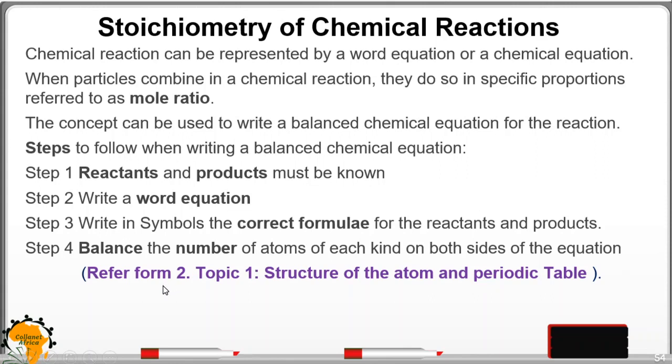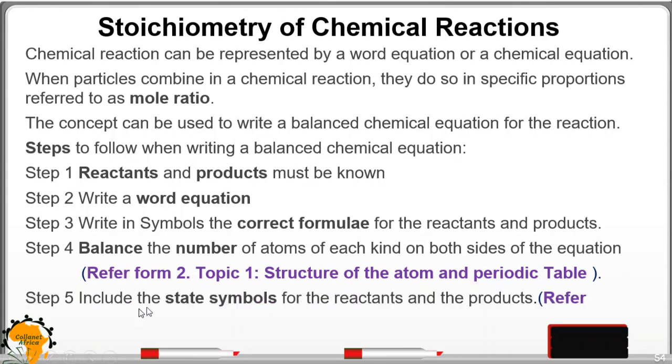In case you have any challenge, you can refer to topic 1, structure of the atom and the periodic table. A link will be provided below this video. Step 5, include the state symbols for the reactants and the products. Again, if you have a challenge, refer to topic 4 on salts about solubility rules. A link also is provided under this video.